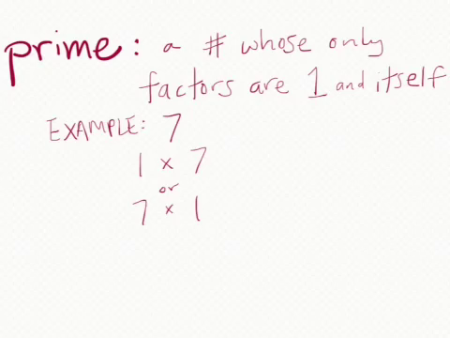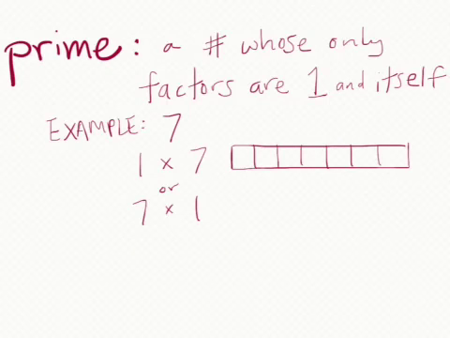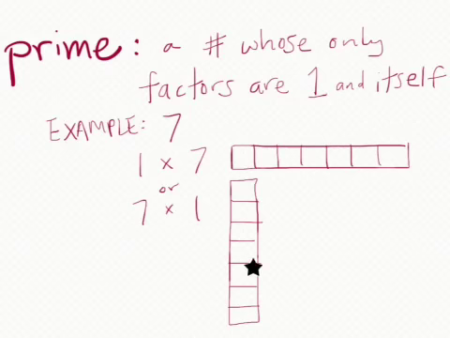We would also say that 7 only has one rectangular array. 1 times 7 would look like this. 7 times 1 would look like this. But we can see that it really is the same array there, just turned a different direction.